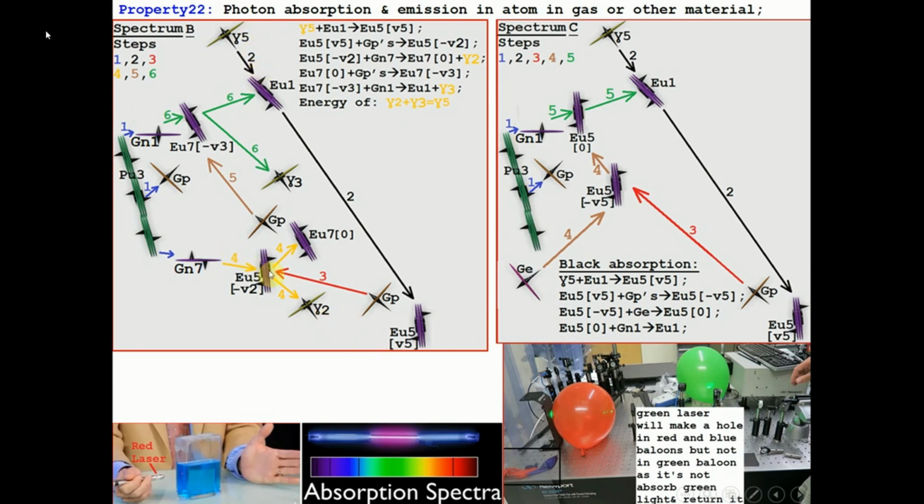By this process, we can see that specific photons can transform into other photons and give rise to the absorption spectra that we see here. This black line, for example, can be photon 5.